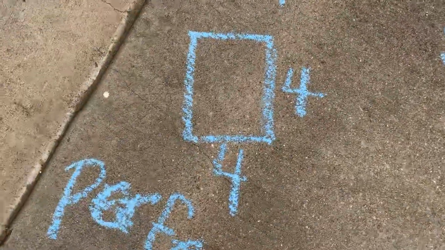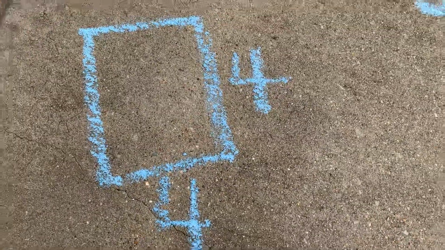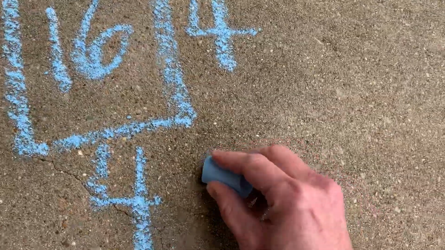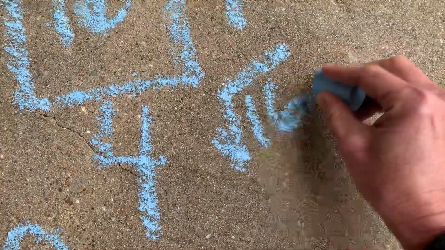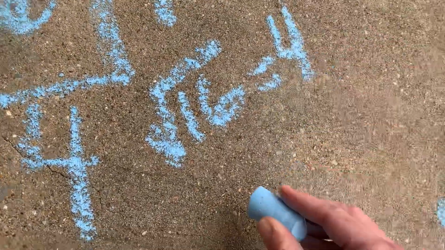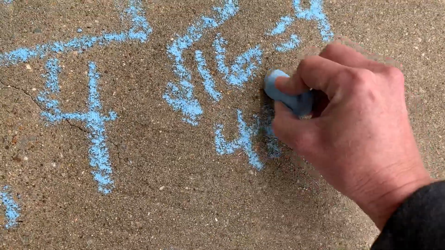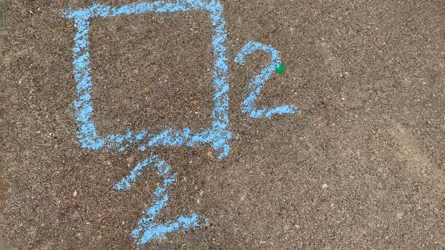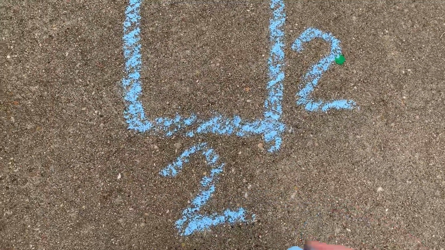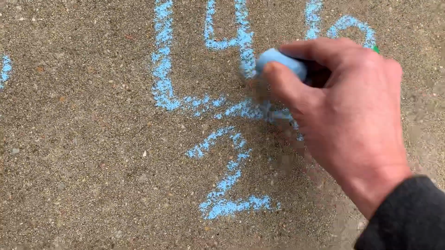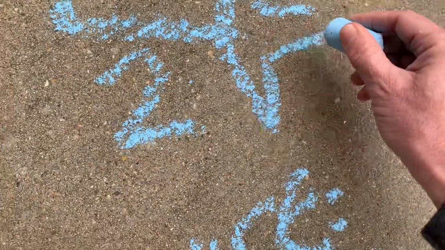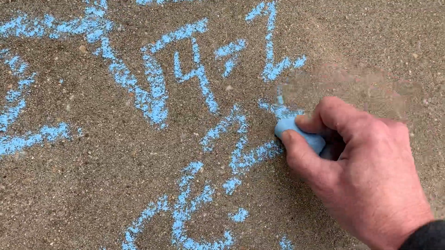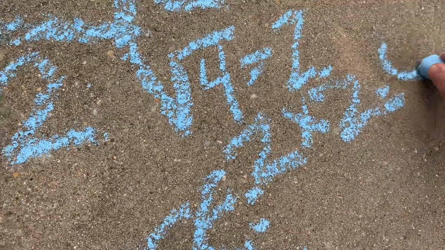Let's do another example. If you have a square that's 4 and 4, the area is 16. So the square root of 16 equals 4, because 4 times 4 is 16. If we have another one, the sides are 2, so the area, 2 times 2, is 4. So we can say the square root of 4 is 2, because 2 times 2 equals 4.